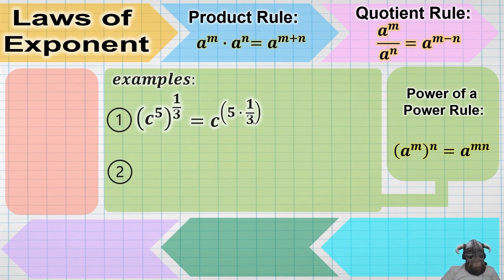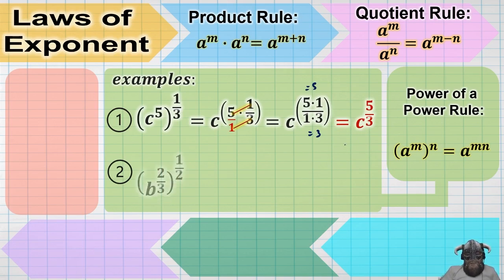But in this case, para hindi ka malito, lagyan mo si 5 ng over 1. Kasi ang rule natin ng multiplication of fractions will be numerator times numerator over denominator times denominator. Or taas times taas, baba times baba. So here, you just need to multiply 5 times 1 and then on the bottom, that will be 1 times 3. So that will be 5 times 1 is equal to 5 and then 1 times 3 is equal to 3. So our answer will be c raised to 5 over 3.